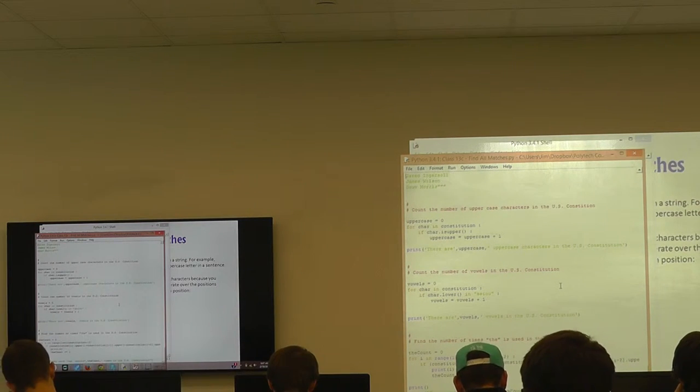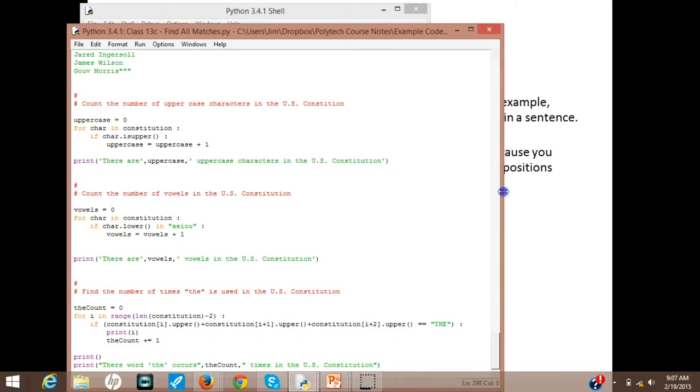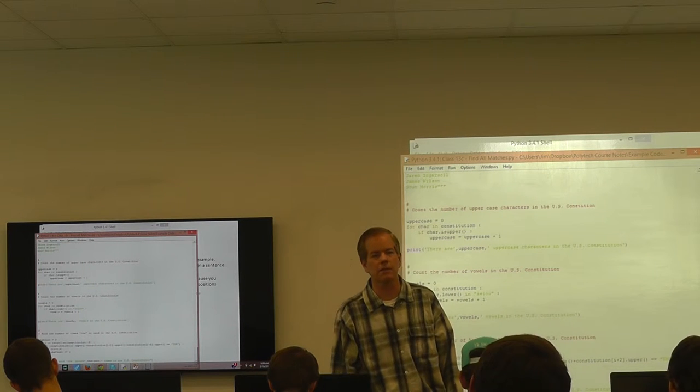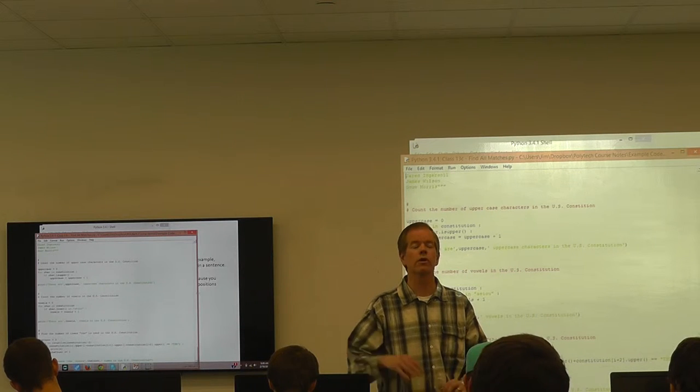Does that account for spaces? Excuse me? Looking at the next two characters, does it include spaces, or if the word ends with T, my next one starts with H-E? No, I'm really looking at three characters. They can be spaces, they can be dots, they can be exclamation marks. Don't really give a dang. The one thing I don't want to do is run over the end.